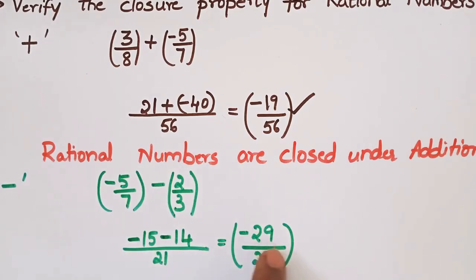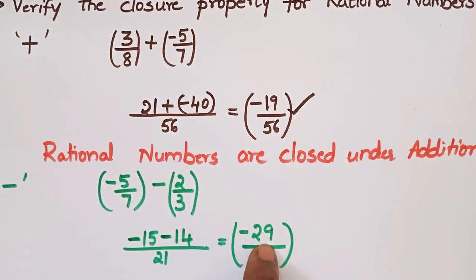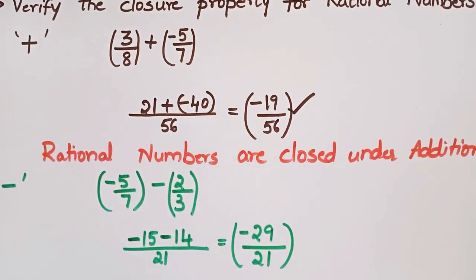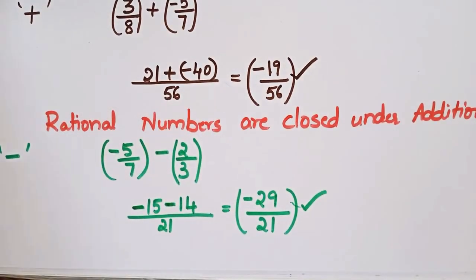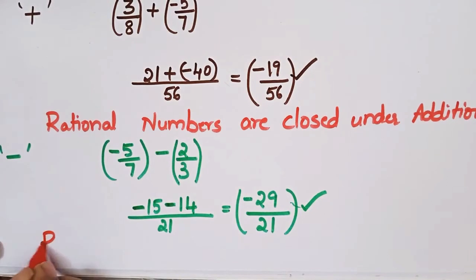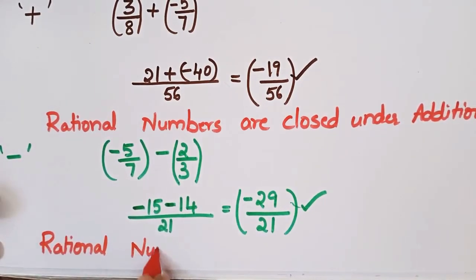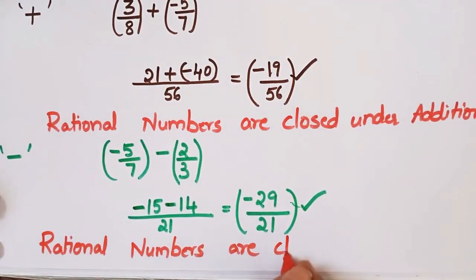Understand? So is minus 29 by 21 a rational number? Of course it's a rational number, because minus 29 is an integer, 21 is an integer, and the denominator is not equal to 0. It's in the P by Q form. So this is also a rational number. So what can we say from this? Rational numbers are closed under subtraction. Am I correct?